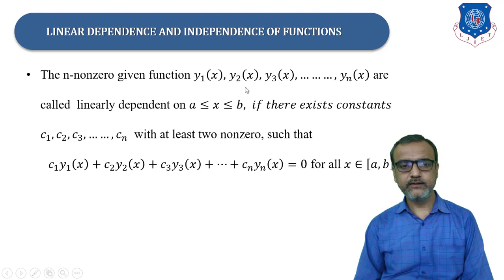For the given n non-zero solutions, you just write down its linear combination and equate it to 0, and if you find at least two non-zero numbers from c1, c2, c3 up to cn, then we can say that the given functions are linearly dependent.